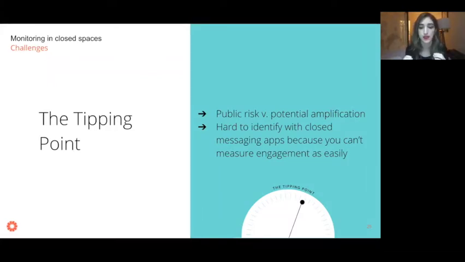So the tipping point is this measuring that we do of the risk that the misinformation poses to the public versus the risk of potentially just amplifying it. So we're trying to identify, well, what are the chances that this is going to go viral and actually be really harmful? That's hard with closed messaging apps because you can't measure engagement as easily. There isn't a function where you see, oh, this had 2,000 shares, this had 10,000 likes. Some messaging apps show you how many people viewed a message, but views versus a more proactive engagement, it's a little bit different. So it's very hard to measure.